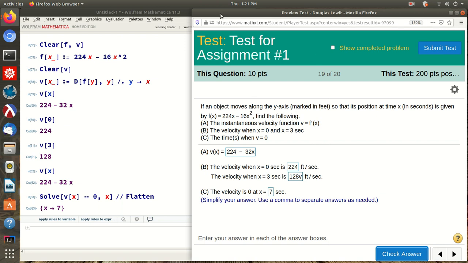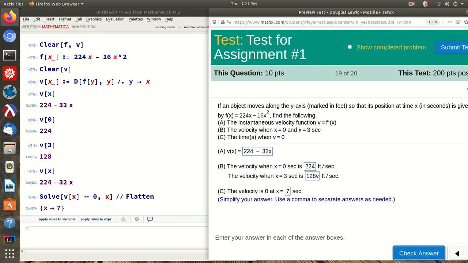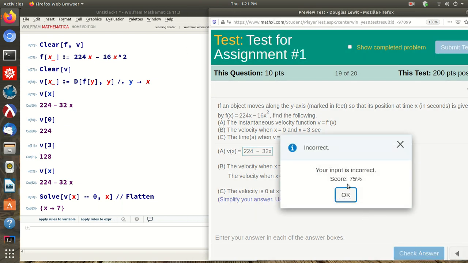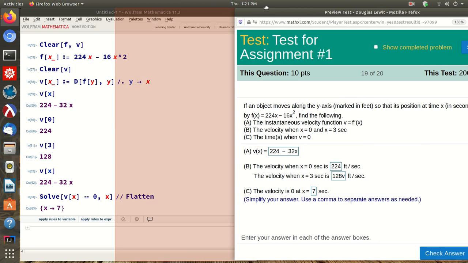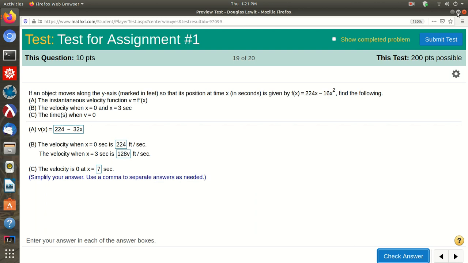That's a little strange. It's giving me 75%. So there's something that Pearson doesn't agree with. Oops.